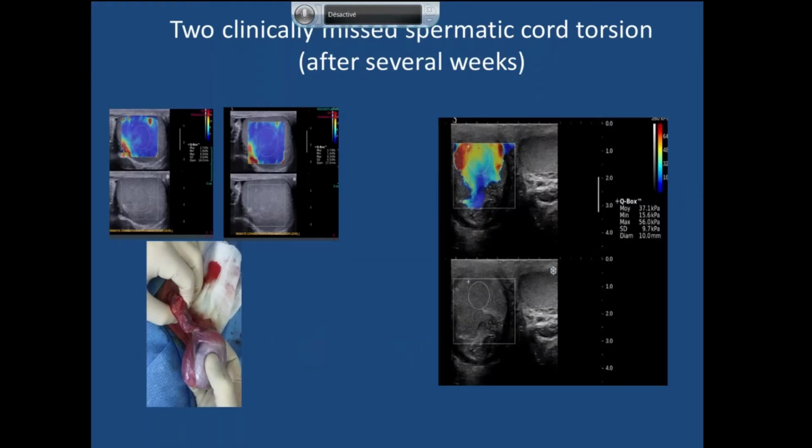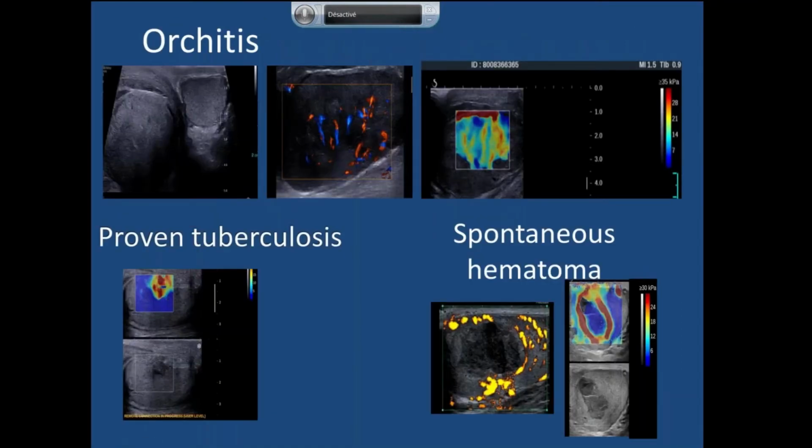We have not performed any study about that, but I will show you two cases. One with a small degree of torsion, and the stiffness was really the same, the right compared to the left. And for this other example, the right testis showed an increased stiffness compared to the left, which is not shown in this figure. Orchitis may also increase the stiffness, and also the vascularization.